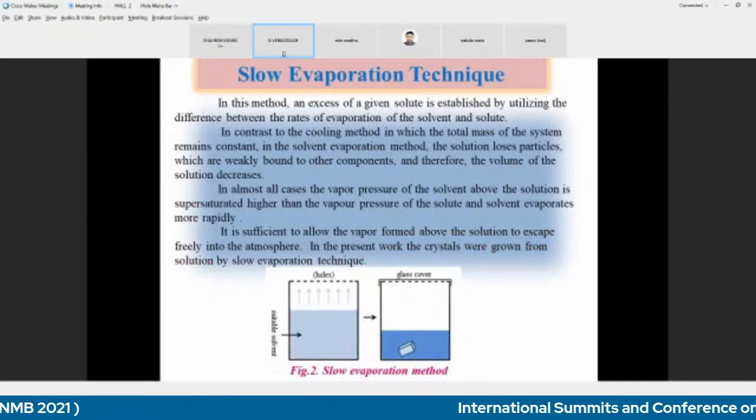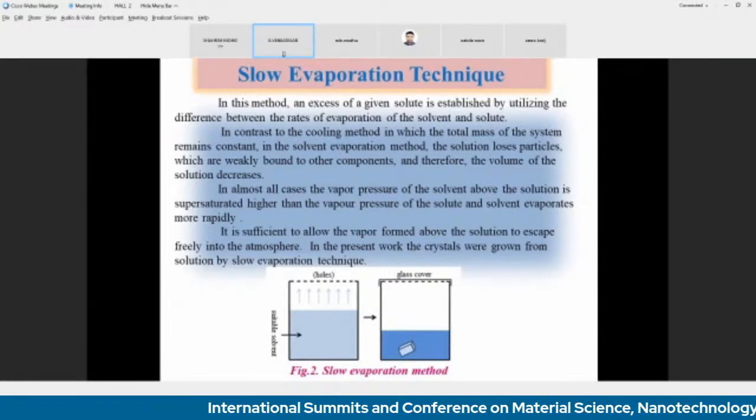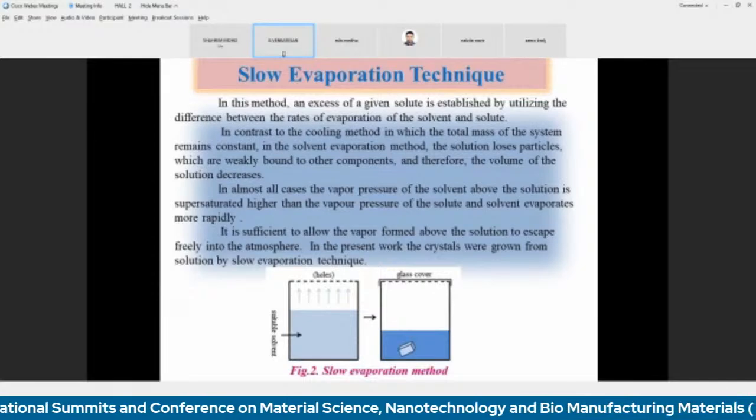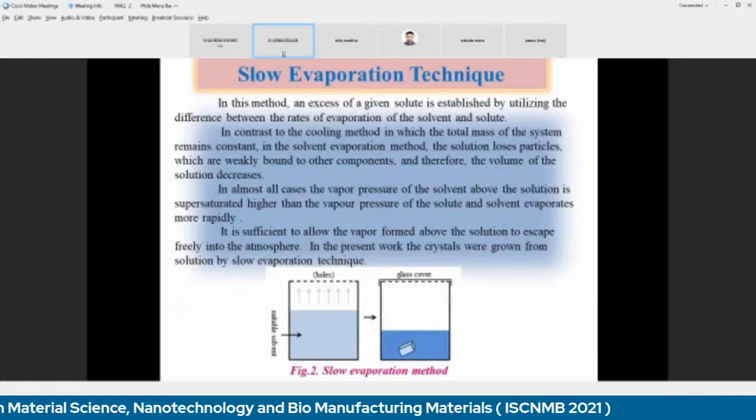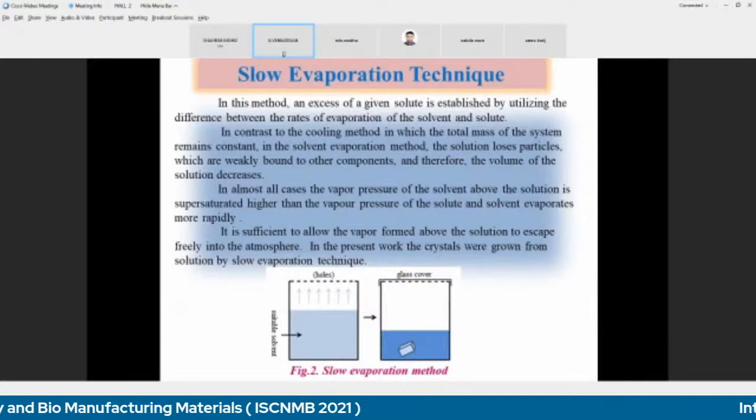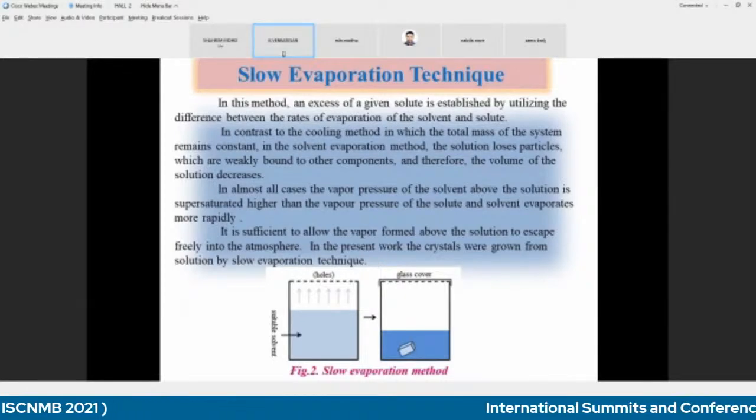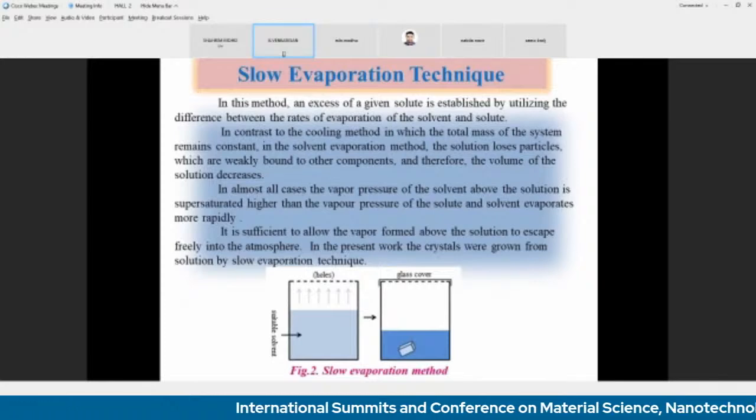Now, what is the slow evaporation technique? At first, you have to prepare the solution, which is taken in a beaker and covered with good plastic paper with fine holes, and left without any disturbance. Further, we allow the solvent to escape freely into the atmosphere. This process is nothing but slow evaporation. This is the basic principle of slow evaporation.